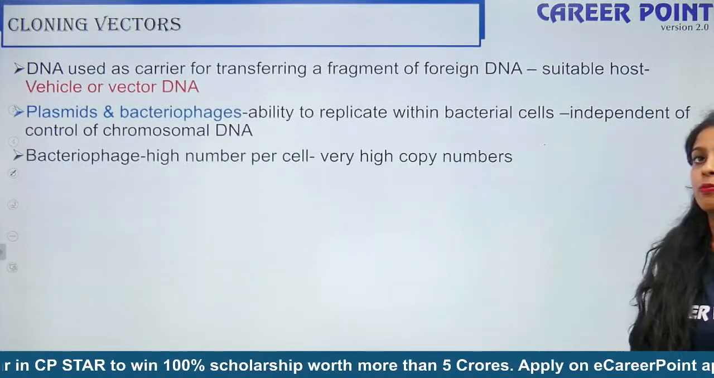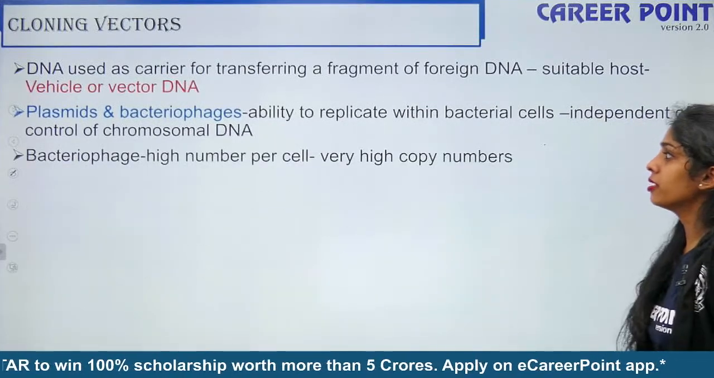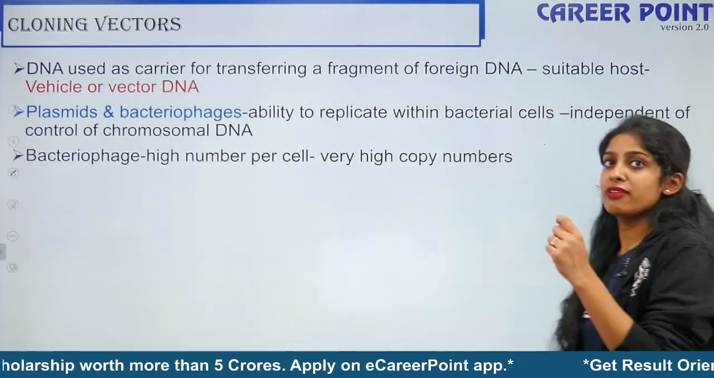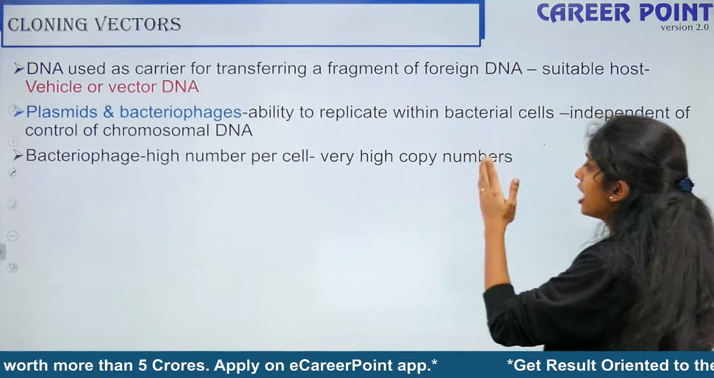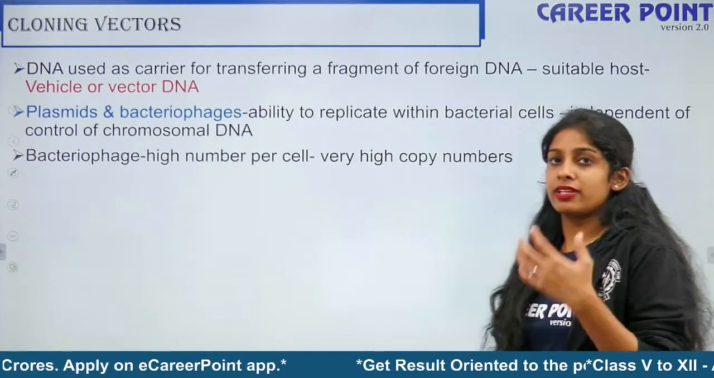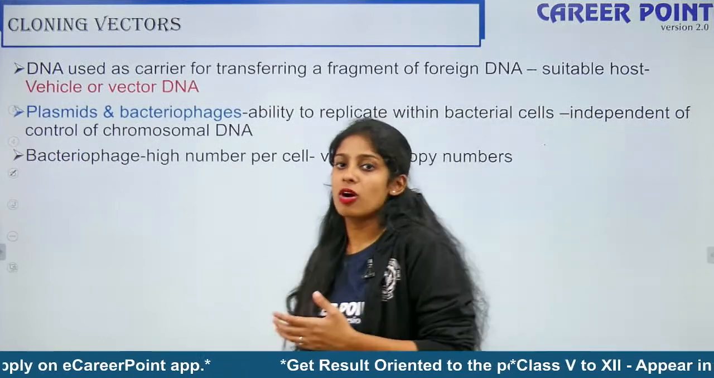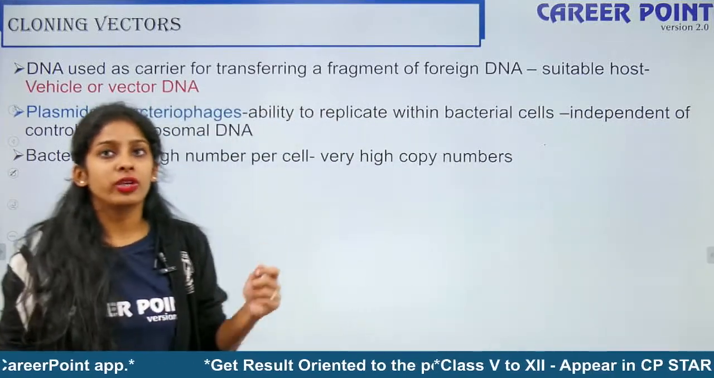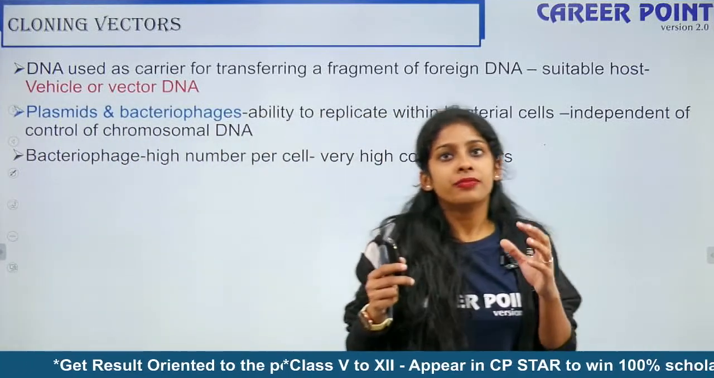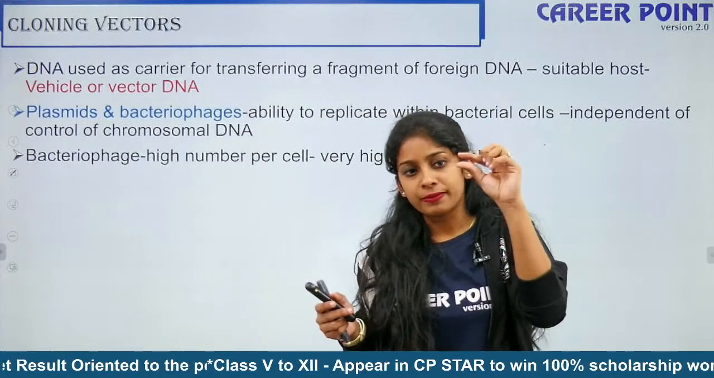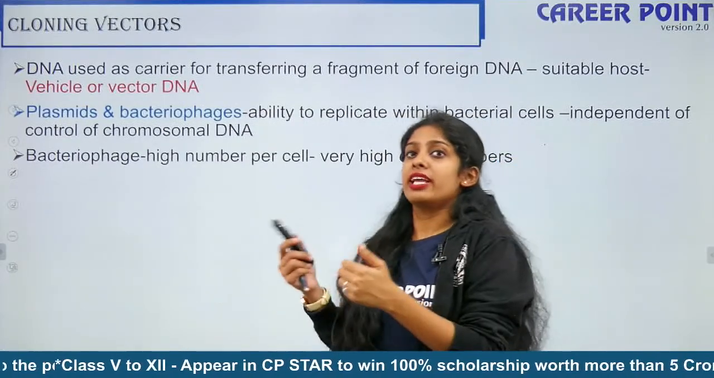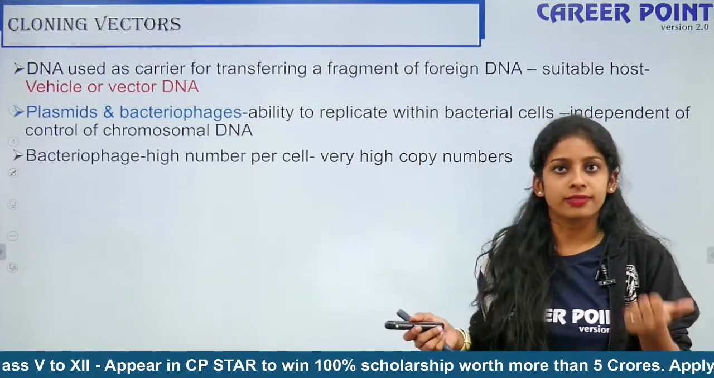Alright. Bacteriophages will have a high number per cell. In a cell, the number of bacteriophages, the viruses infecting bacteria, is very high. That is what we call high copy number. The ability to multiply itself is called copy number. Here we need high copy numbers because we need a lot of copies. You produce more of the plasmids so that even if one goes wrong, the other is right.